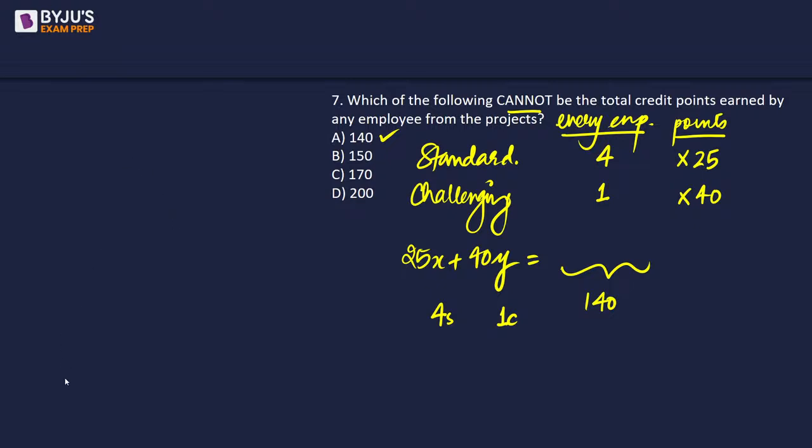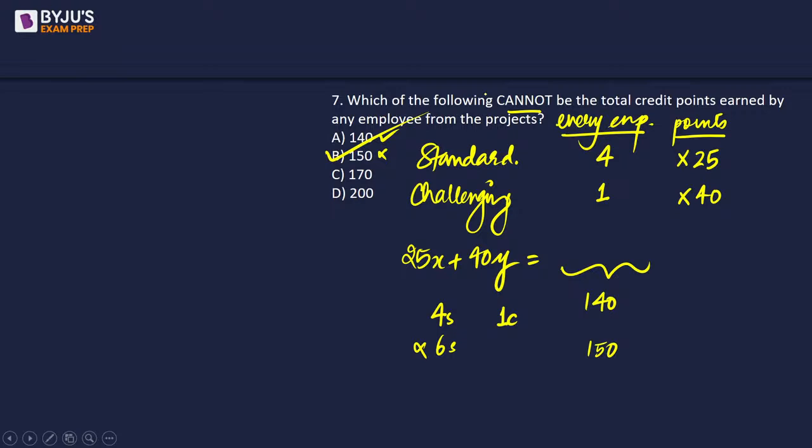Okay, next is 150. So for 150, we will need it to be 40, 40, 40 नहीं हो सकता, 25, 25, 50, 50 plus 100 using 40 is not possible. So the only way this is possible is if we say 6 times standard. Now, एक बंदा maximum 5 project पे ही काम कर सकता है. In every month, a particular employee is going to work either in a standard project or a challenging project. It can't work in 6 projects, right? So in order to get 150, it's not possible. So 150 is not possible.